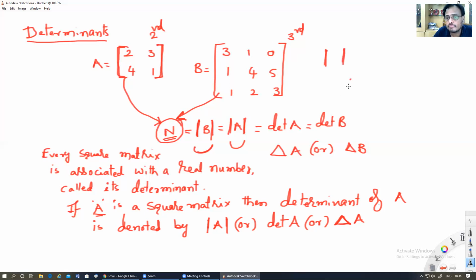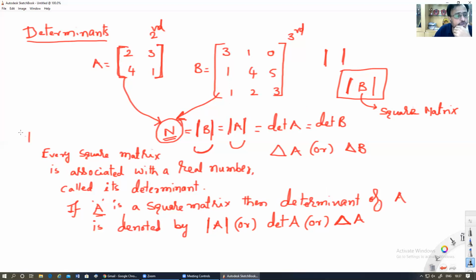Suppose I have written two parallel lines and B. How do you read this? You read it as the determinant of matrix B. But here B must be a square matrix only. As we are aware, determinant exists for only square matrices.